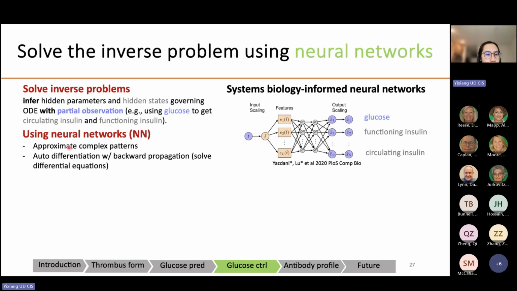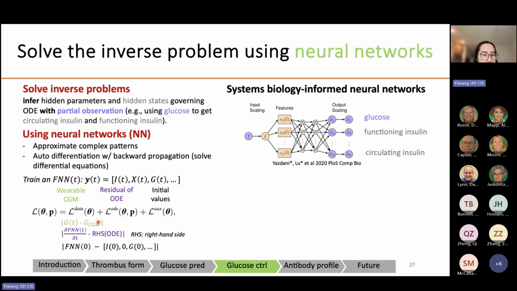The reason I'm interested in using neural networks is, first of all, they are good at approximating complex patterns, as we observe from the CGM data. And second, they have auto differentiation with backpropagation, which is very useful for solving differential equations. On the right, you can see the architecture of our systems biology informed neural networks, which takes in the time and scales it into a non-dimensionalized time, and then we build different feature layers to incorporate the model for different features, and then output the model into different states.